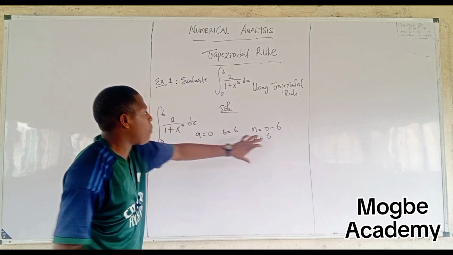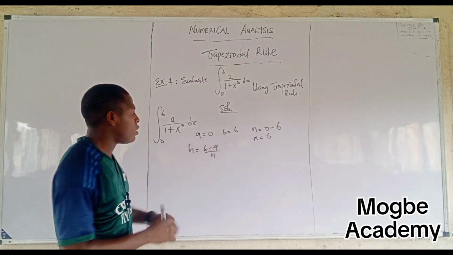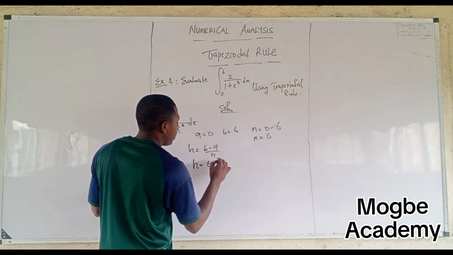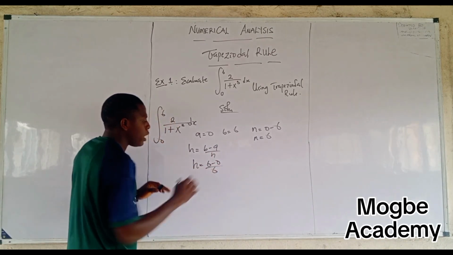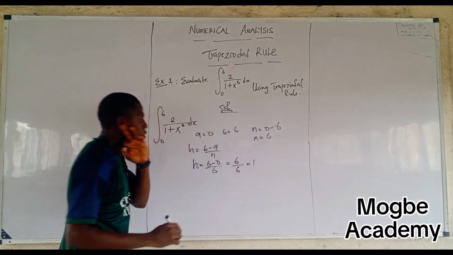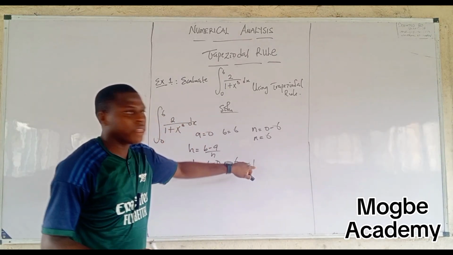Now, apply what you have here into this formula. You simply have h is equal to, your b is 6, minus 0, over 6. Are we together? So basically what you have here is 6 over 6 is equal to 1. So you've gotten the height of the interval to be 1.